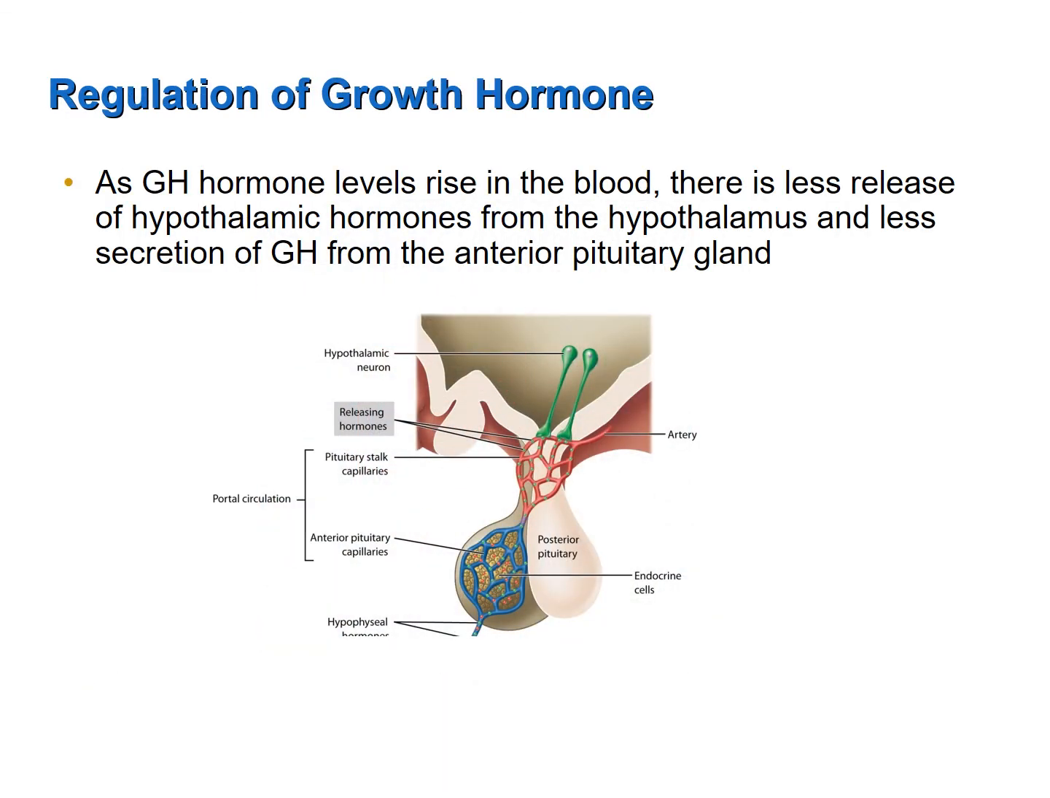The regulation of growth hormone secretion is quite complicated. Your book goes into the details of the feedback mechanisms. However, that level of detail is beyond the scope of this class, and I am not going to hold you responsible for it. What I basically want you to know is that as growth hormone levels in the blood rise, there is a decrease in secretion of growth hormone from the anterior pituitary gland, and there's also a decrease in secretion of hormones from the hypothalamus that stimulate the release of growth hormone by the anterior pituitary gland. So growth hormone release is regulated by negative feedback mechanisms.